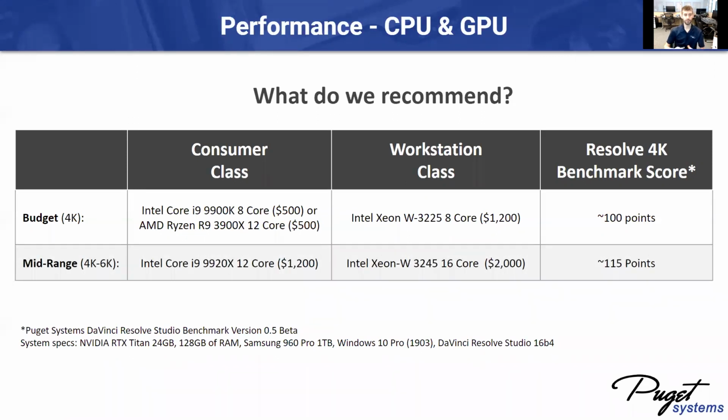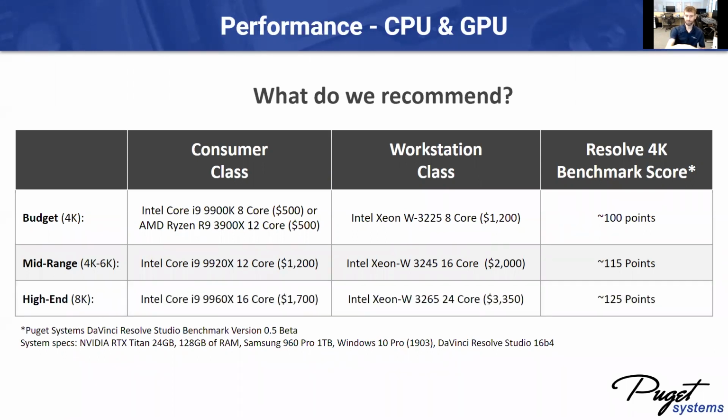Mid-range, so if you're doing 4K work, maybe a little bit of 6K, or you're getting into just harder stuff, the 9920X X series from Intel is terrific. Or on the Xeon W side, you go up to about the 3245, and that's about $800 more. They're roughly the same performance. I believe the Xeon W is actually slightly faster. But we're talking generalities here. We're rounding things out to make things easier. And that's going to be about 15% faster than the 9900K or the 3900X.